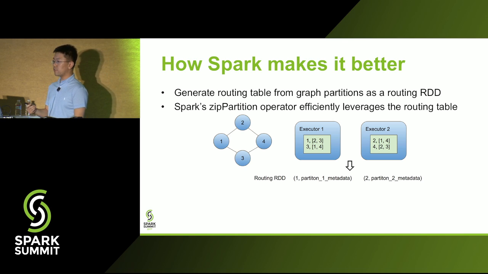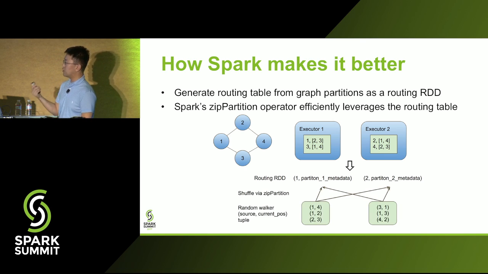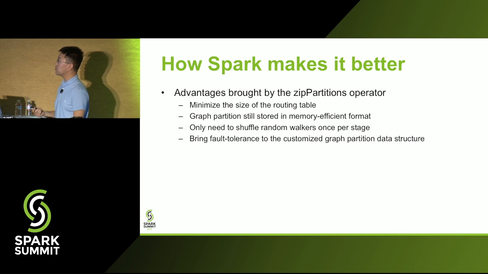Then, using this information, the routing RDD can be used as a routing table to efficiently send the random walkers to the correct executors. By shuffling the random walker dataset and using the partitions of the routing RDD, Spark's zip partition operator will effectively deliver the corresponding random walker partitions to the correct Spark executors, where the corresponding graph partitions are stored. So this approach offers the following advantages.